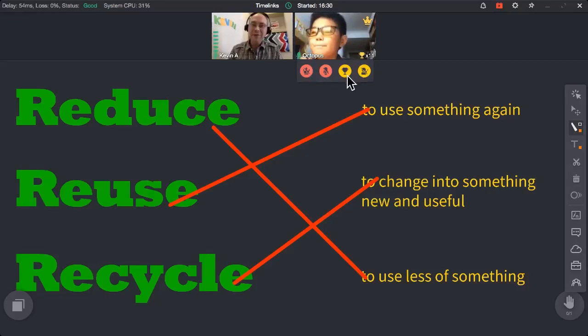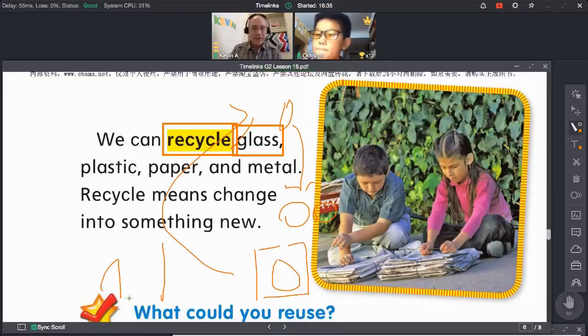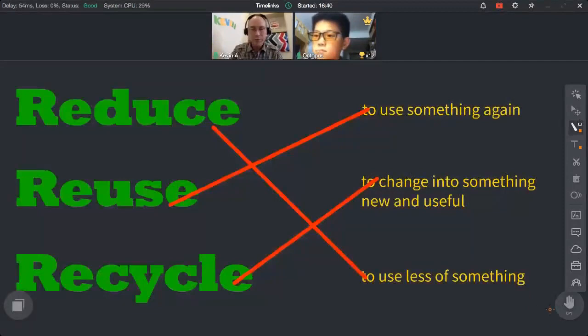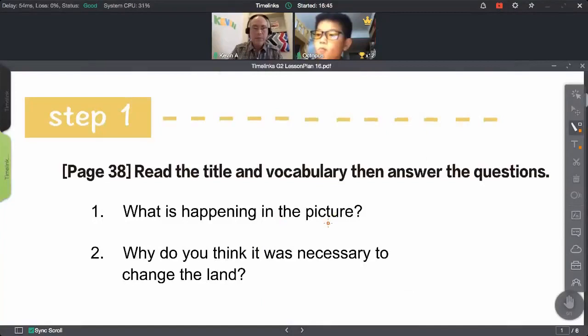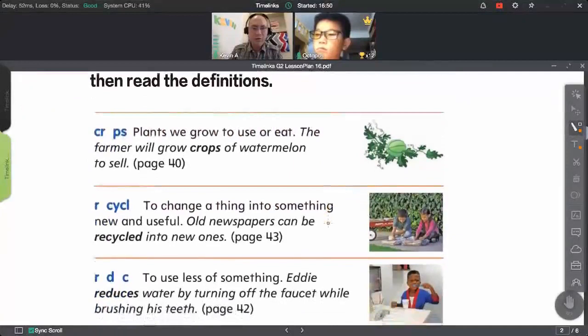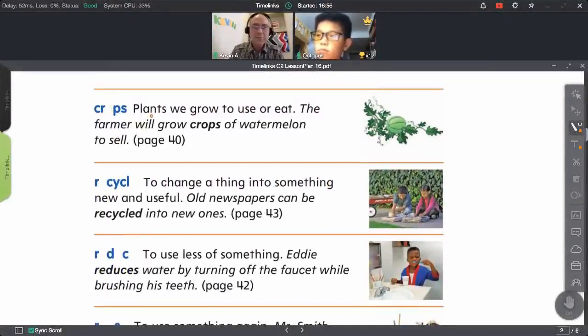Okay, I want to look at this other. Let me just pull this other one up. Here we go. And we have just a little bit also to work on our vocabulary. So, do you think you can put in the missing letter? Plants we grow to use or eat. What are they called? What's the missing letter in that word? I'll type it on. Yeah, that would be fine. That would be great.